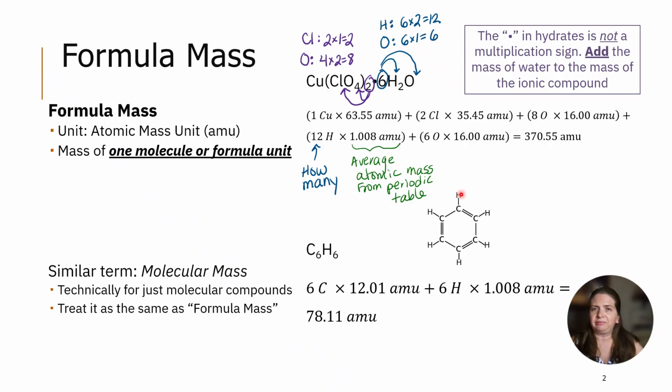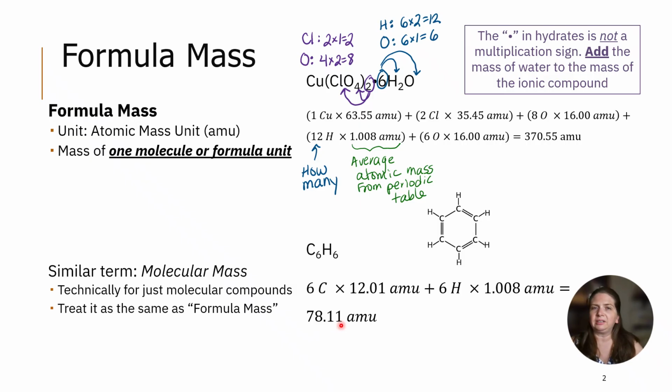Next, let's calculate the formula mass of C6H6. This molecule contains 6 carbon atoms and 6 hydrogen atoms. We multiply the 6 by the atomic mass of carbon and the 6 here for hydrogen by the atomic mass for hydrogen. This gives us a total formula mass of 78.11 atomic mass units.